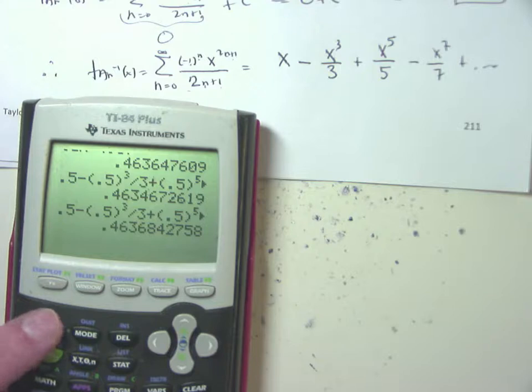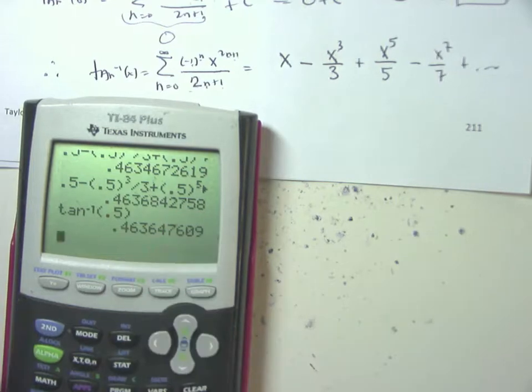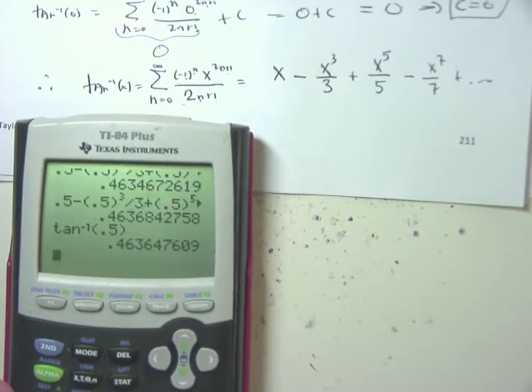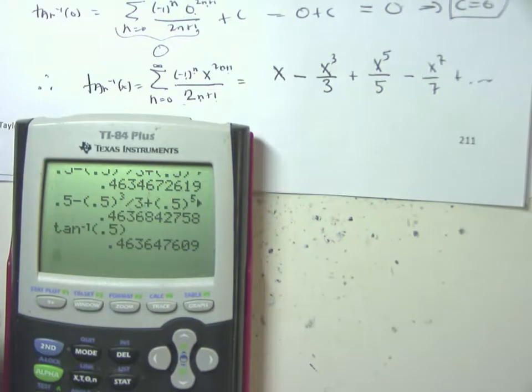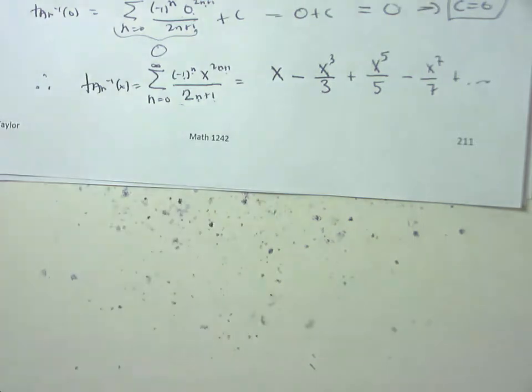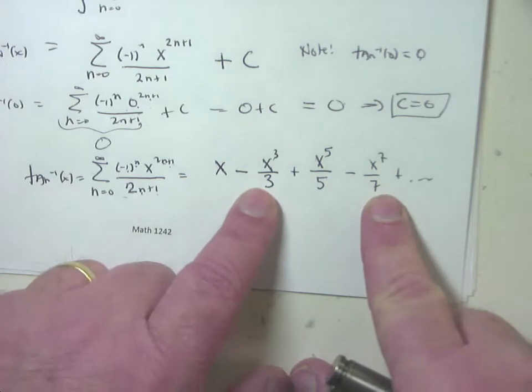And when I did the tangent inverse of 0.5, notice we're getting very, very close to the same number. Does that make sense? And I'm only writing out a few terms. Typically, the calculator is going to take this out to about 5 or 6. Basically, it's going to depend on the power and stuff like that. But my point is this. When I plug numbers into this, it's the same as plugging numbers into this.